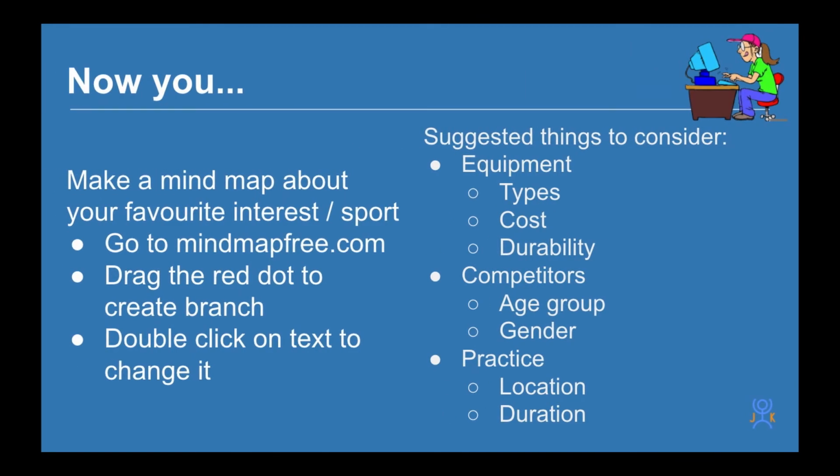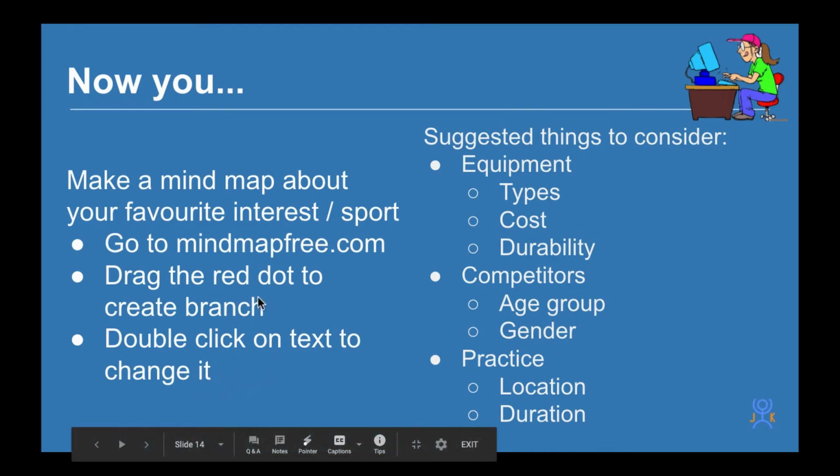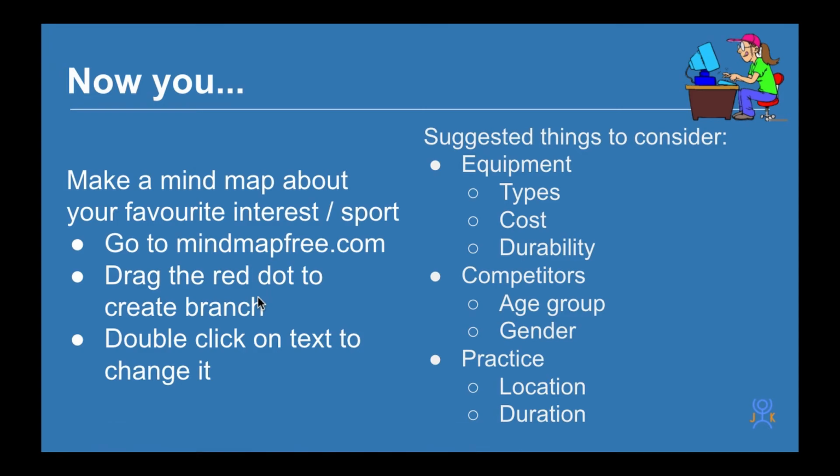Here's an idea for creating a mind map. You could create one about your favourite interest or sport. There are millions of these mind map online creation apps. I used mindmapfree.com, but obviously other ones exist. Couple of tips with this one: drag the red dot up, down, left, right to create a branch, and also to change the text on a branch, double click on it.